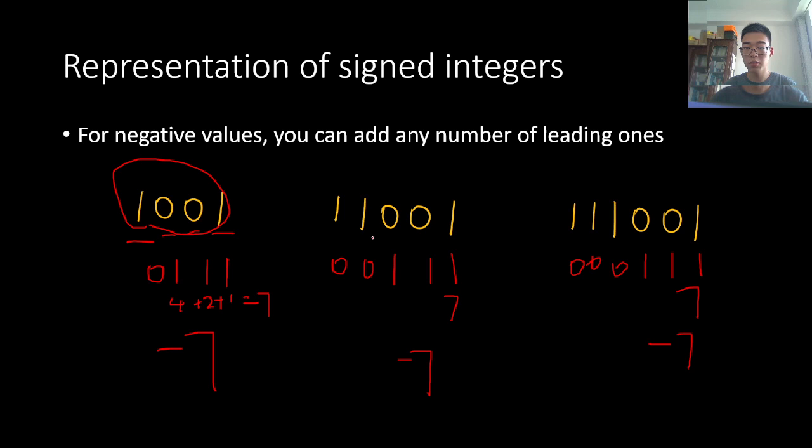You seem to find a trick. You add one more 1 here, no influence. Two more 1s here, no influence. So we can summarize: for any negative value, you can add any number of leading 1s without changing its value, which is quite interesting.